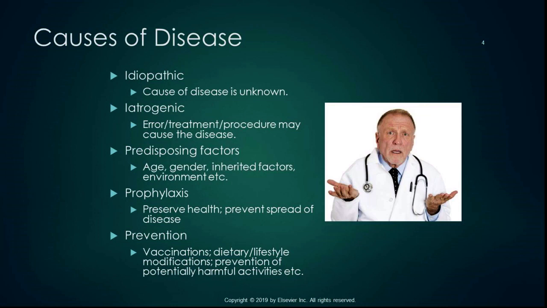Prophylaxis is measures taken to preserve health or prevent the spread of disease. You might think of the example given in the text: baby aspirin daily to prevent myocardial infarction in people with high risk of heart disease. The baby aspirin itself is not treating an existing condition. It's attempting to prevent a potential condition. So you could say the baby aspirin is being taken prophylactically to prevent heart attack. Prevention, on the other hand, is things like vaccinations, dietary and lifestyle changes, prevention of potentially harmful activities, like don't go skydiving without a parachute. That's a good way to prevent trauma.